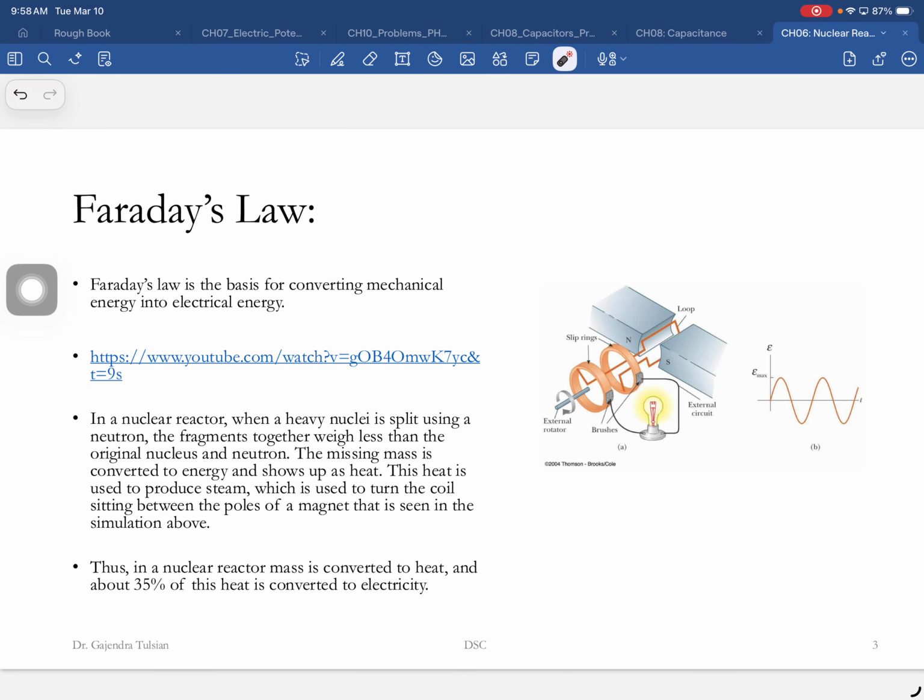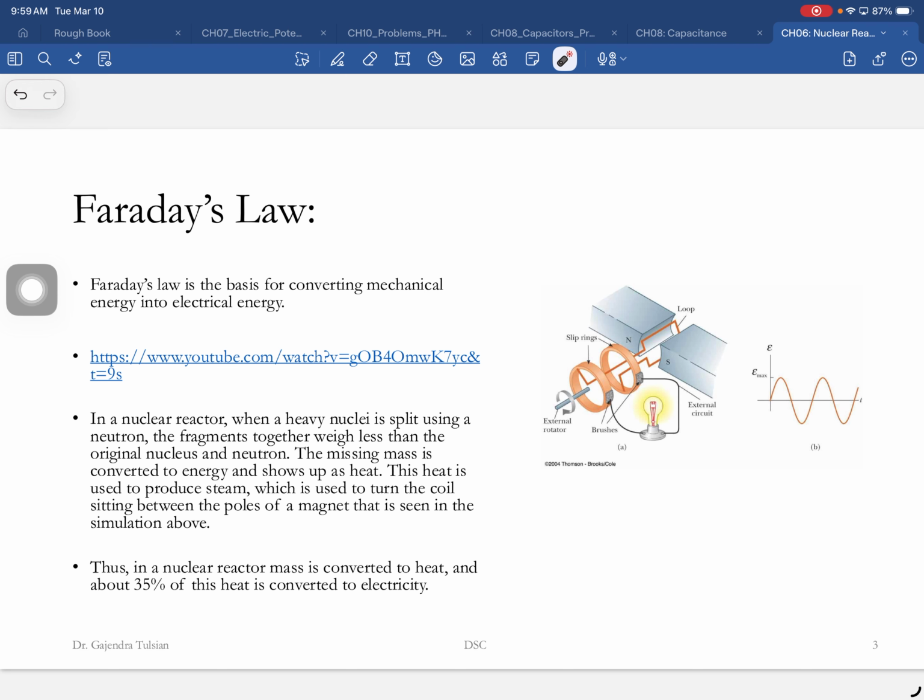Again, in all these reactors, in a coal power plant and all that, what you're trying to do is, here's this coil between magnets. You want to turn this coil to produce electricity. If the setup is like that, you'll produce an AC voltage, and the heat produced when you split nuclei is used to produce steam, which turns this coil to produce electricity. So this is the device called a generator, which turns heat into electrical energy.